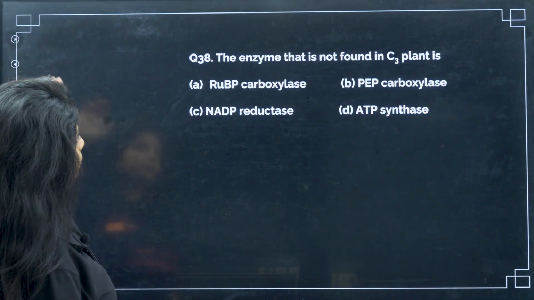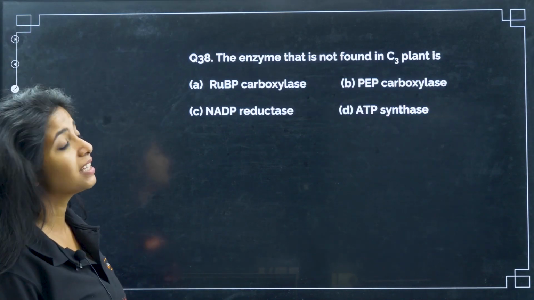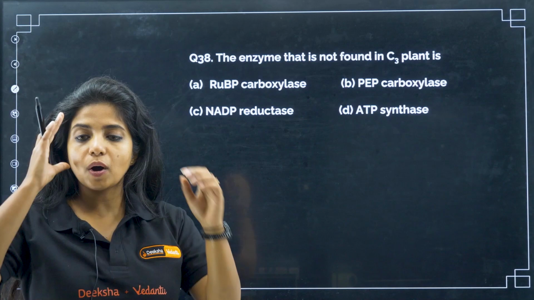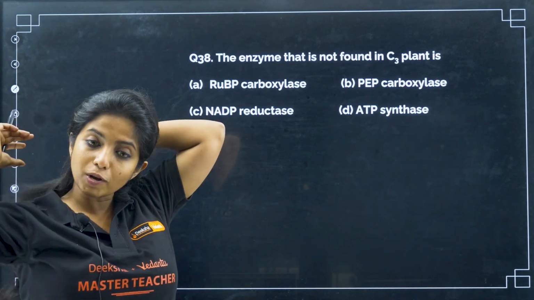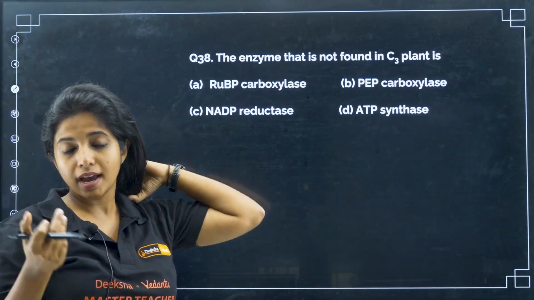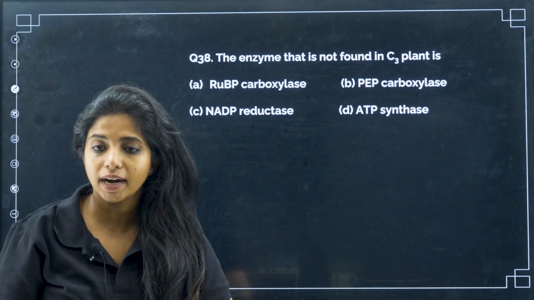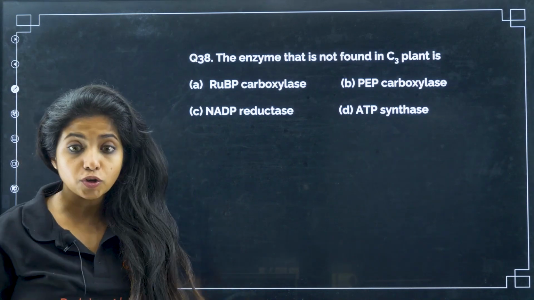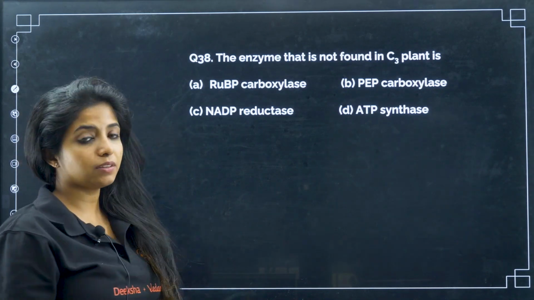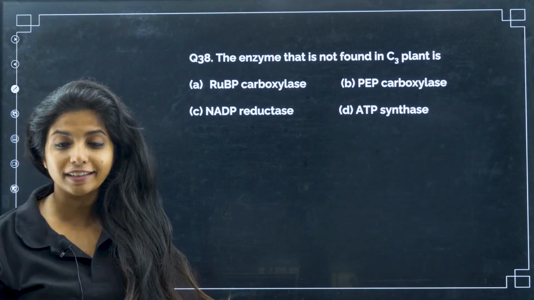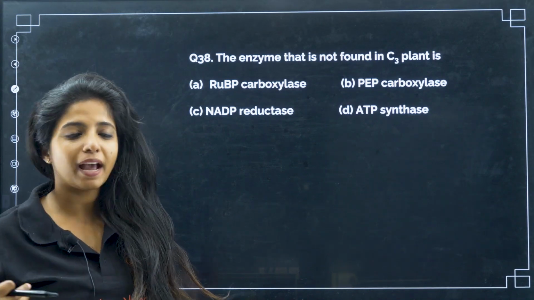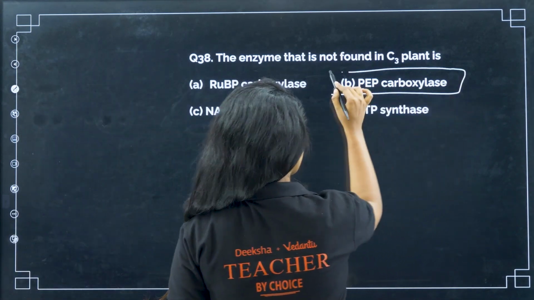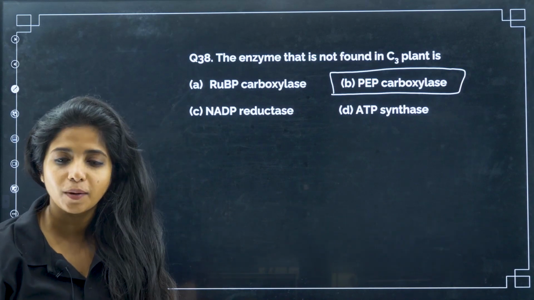Going ahead. The enzyme that is not found in C3 plants. Do you have RuBP carboxylase? Yes, that is the one. Rubisco is the one that fixes the carbon dioxide, so that is there. NADP reductase, that is also there, which helps in reduction. ATP synthase is also there. So what is not there in C3 plants? It will be PEP carboxylase, phosphoenol pyruvate carboxylase.